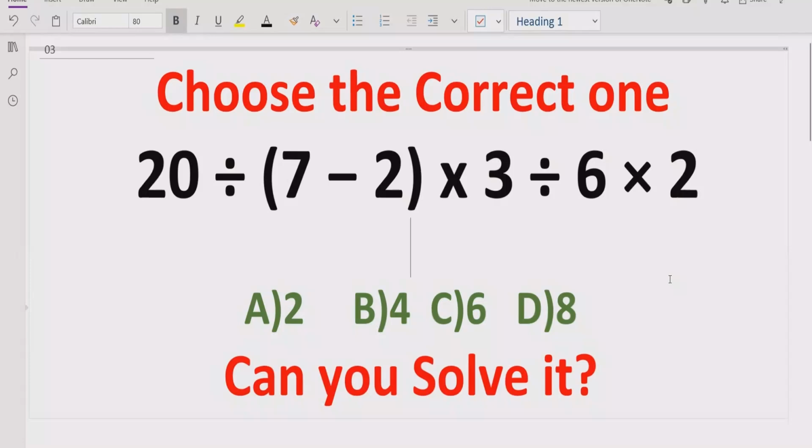Today we will solve another quiz which is related to arithmetic expression. The quiz contains the basic operations plus, minus, multiplication and division. So we have to solve this quiz using the PEMDAS and BODMAS method and find out the correct answer. In the answer list we have 4 answers, A, B, C is 6 and D is 8. Let's see after solving it which answer is correct.